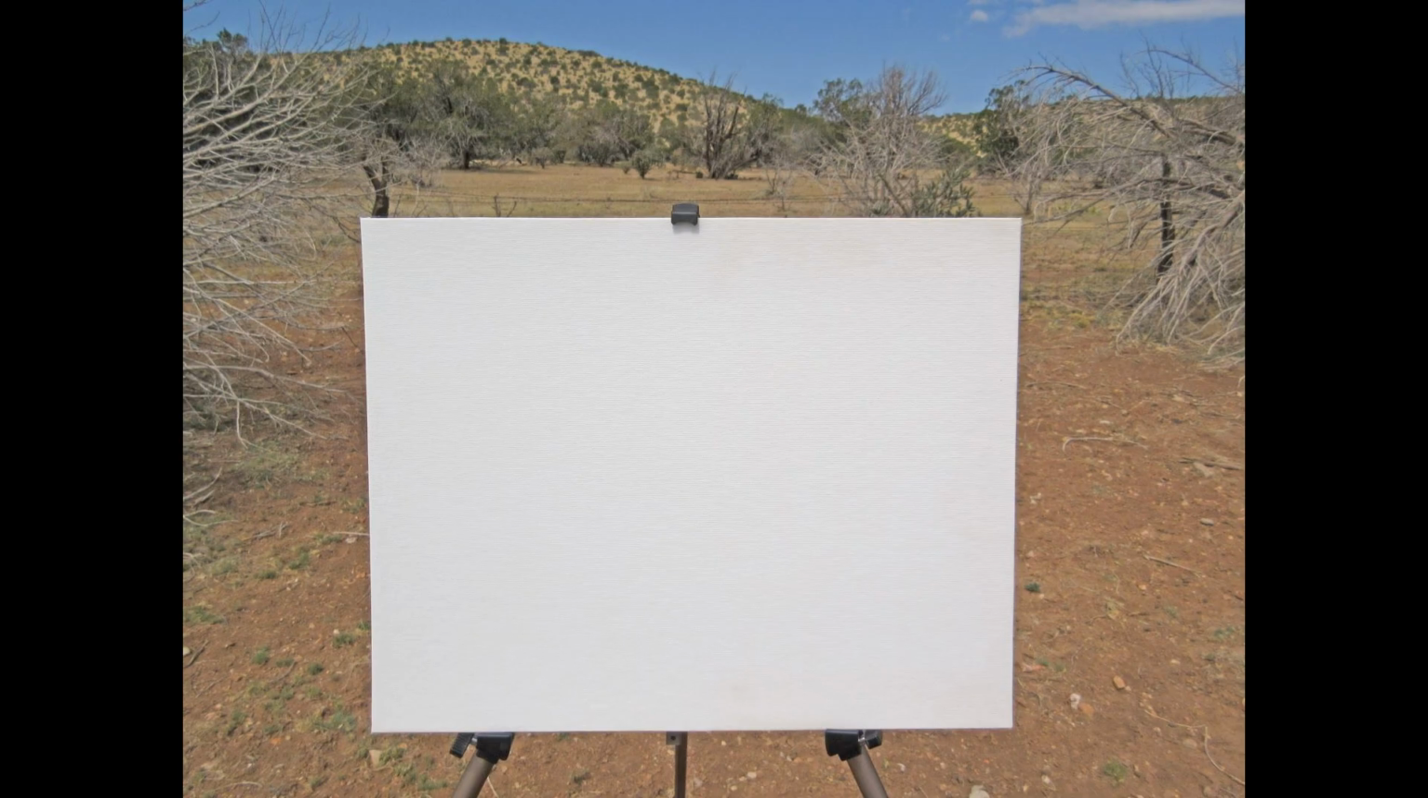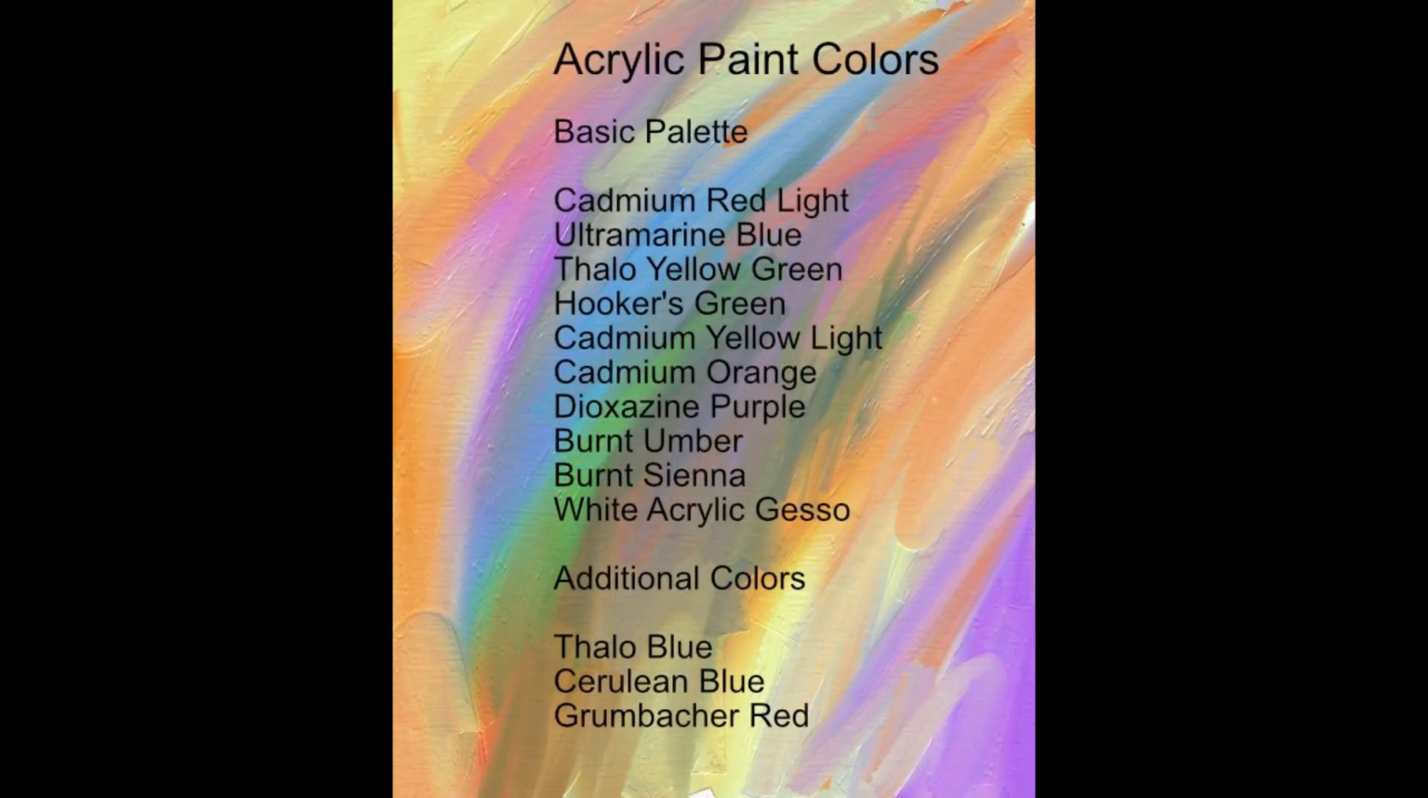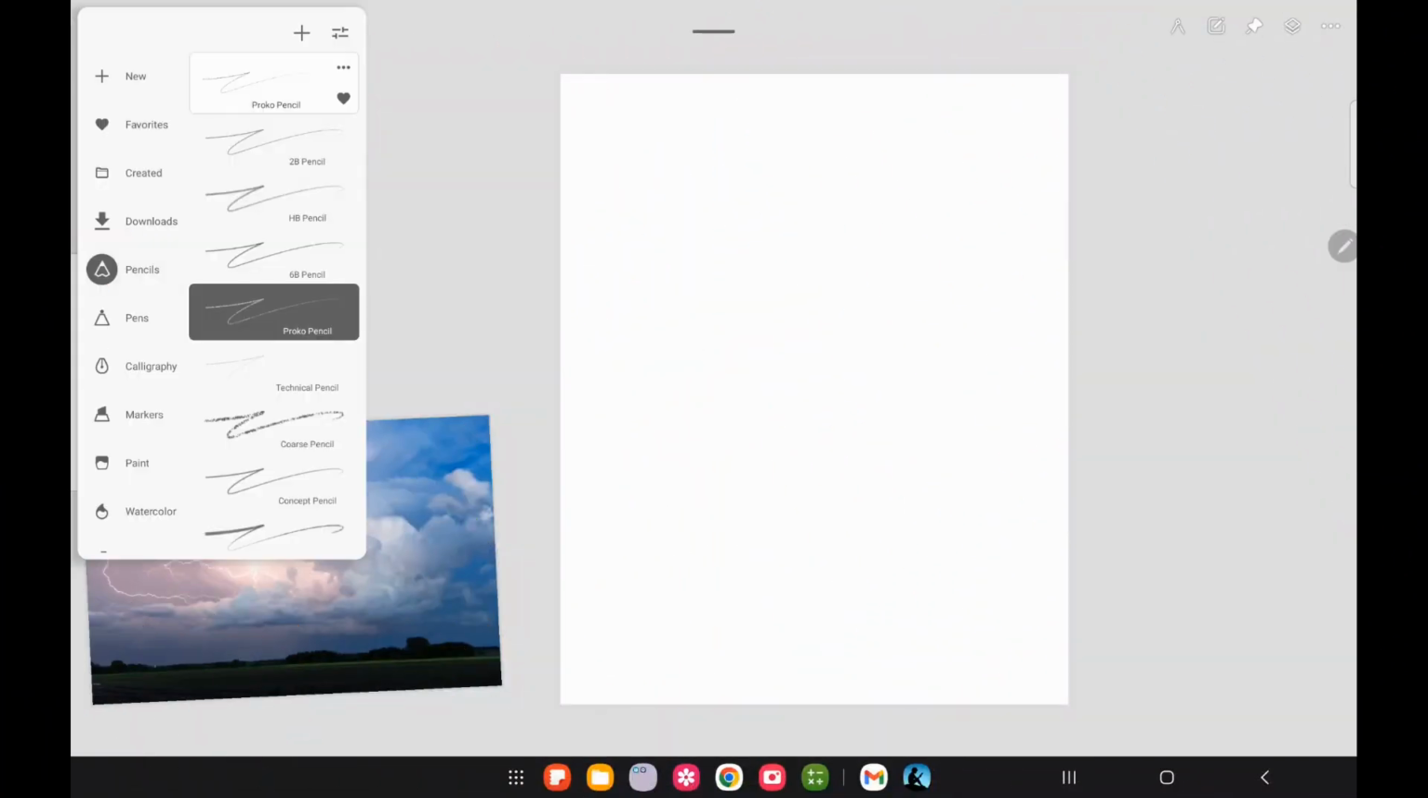And then here are the colors that I use. These are usually Grumbacher Academy. Sometimes they're Liquitex acrylic paints. Sometimes the names will change a little bit depending on the brand. But these are the basic colors that I like to use when painting traditionally.